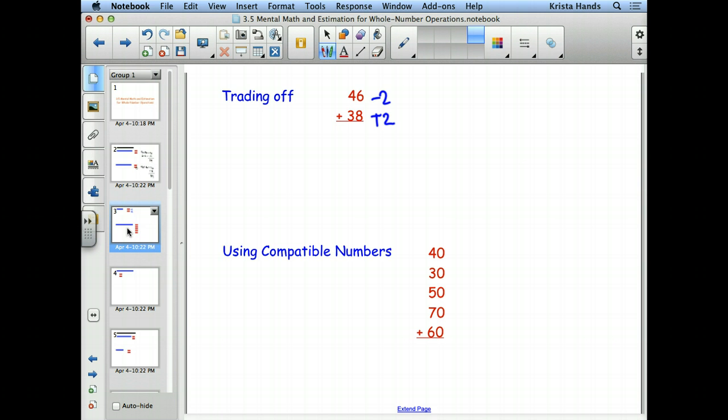So if I take 46 and I subtract 2, what do I get? 44. And if I take 38 and I add 2, I get 40. And it's easier to add 44 and 40 than it is 46 and 38. So you're turning one of them, and it really, again, doesn't matter which one, into a multiple of 10. What does this feel like?